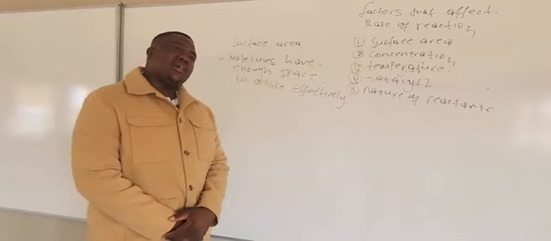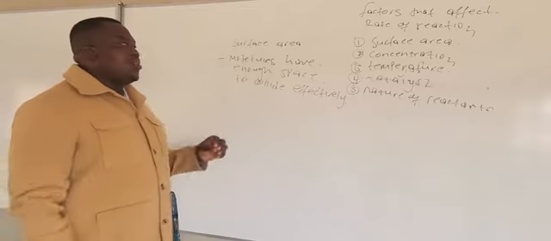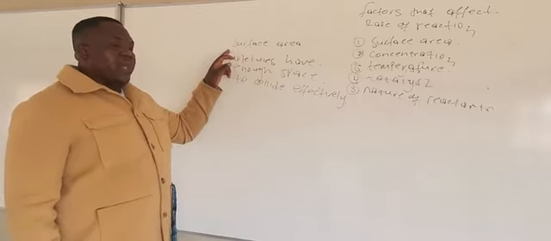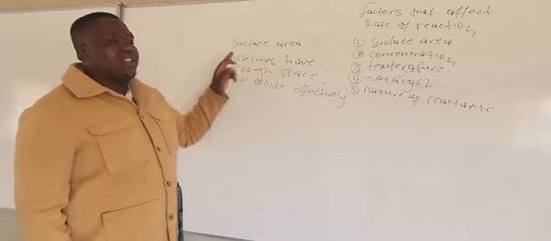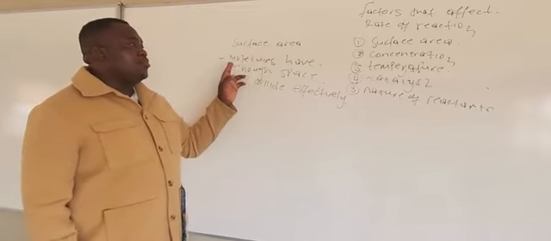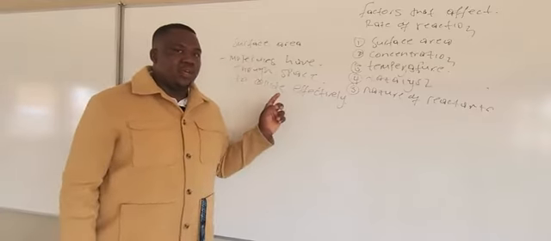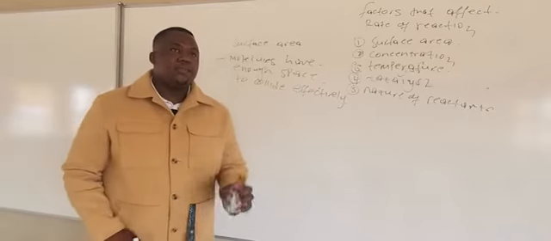Remember, when we talk about the rate of reaction, we are talking about the speed at which the reaction is occurring. So it means the speed is going to be faster when there is a larger surface area, because a larger surface area means that these molecules are going to have space to collide effectively. It means the rate of reaction is going to be fast.